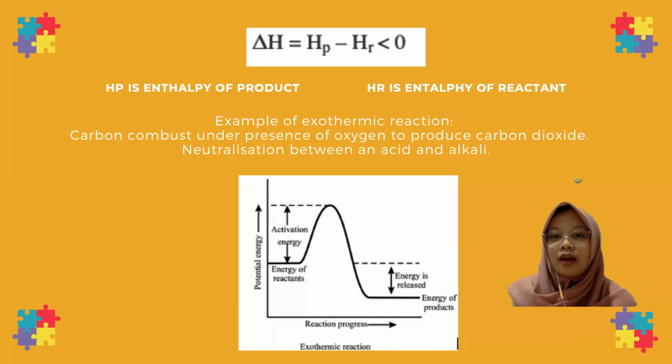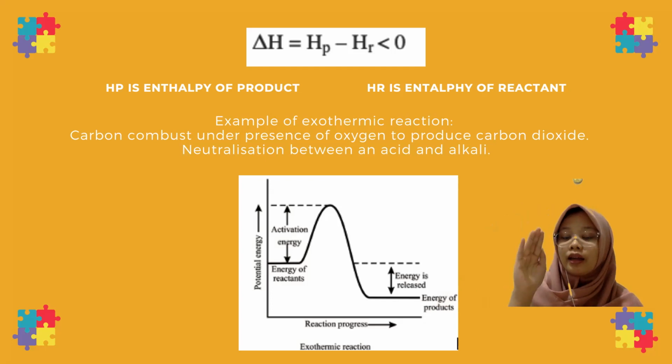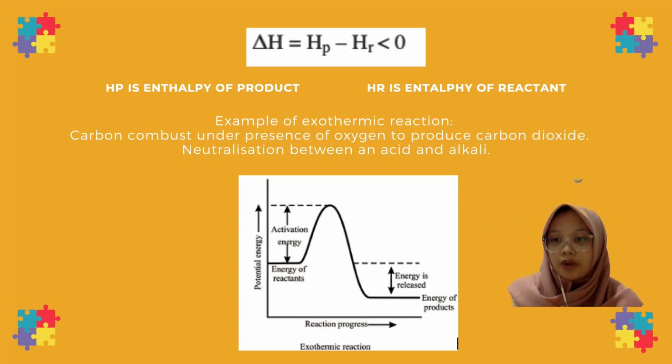Why will it become negative? Because HR, or enthalpy of reactant, is higher or bigger than the enthalpy of the product. So delta H will become less than zero, which means negative. Examples of exothermic reactions are carbon combusting in the presence of oxygen to produce carbon dioxide, and neutralization between an acid and an alkali. If we look at this curve, it is the exothermic reaction curve. The energy of the reactant is higher than the energy of the product. So first the activation energy becomes high and then decreases to the energy of the product.